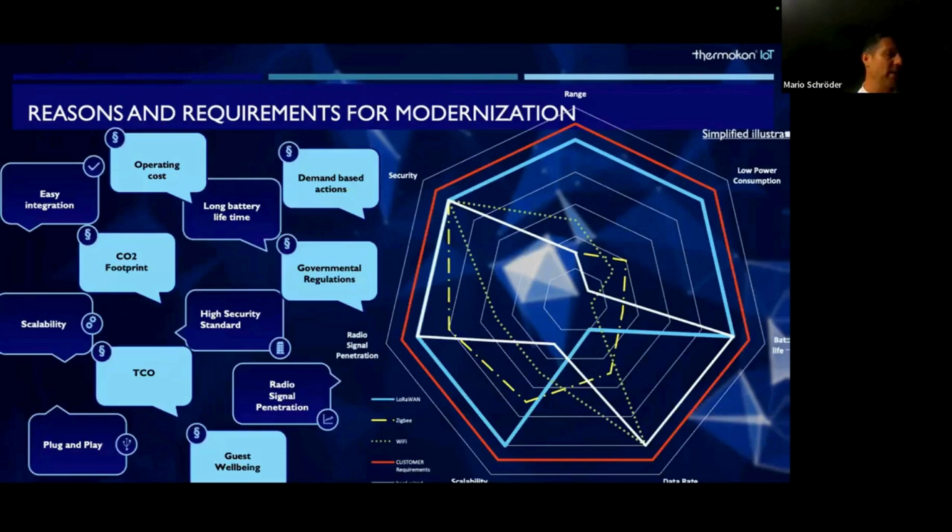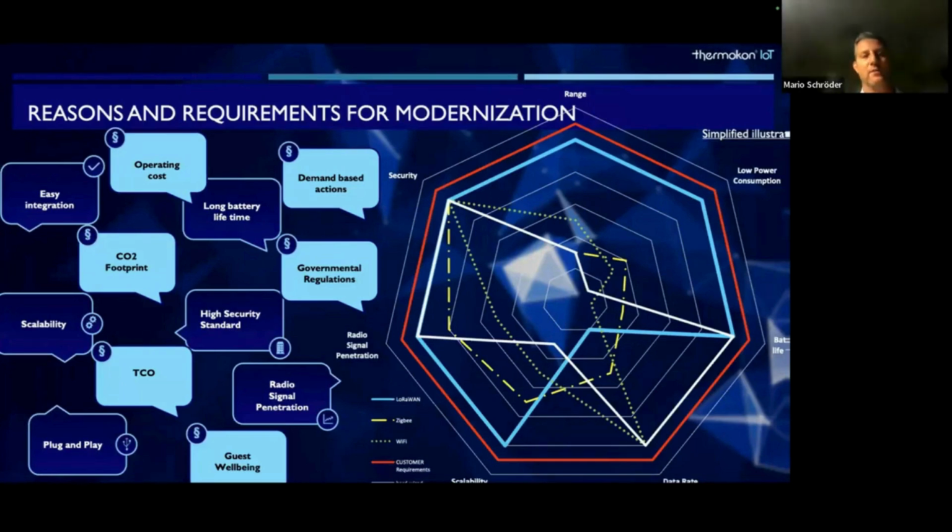So why do we have to modernize our hotel rooms? There are reasons and requirements. In light blue, you can see the reasons: operating cost reduction, total cost of ownership reduction, well-being for guests, and governmental regulations. On the other hand, we also have the requirements from our customers: easy integration, long battery lifetime, scalability, plug-and-play solution. And this guides me to the grid on the right-hand side.